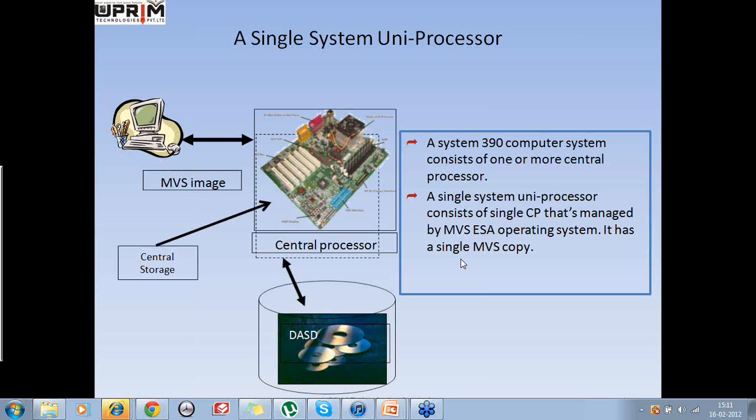ever built. So, in the figure on your screen, you will see two of the first System 390 configurations. It's a very basic model from where the story started.